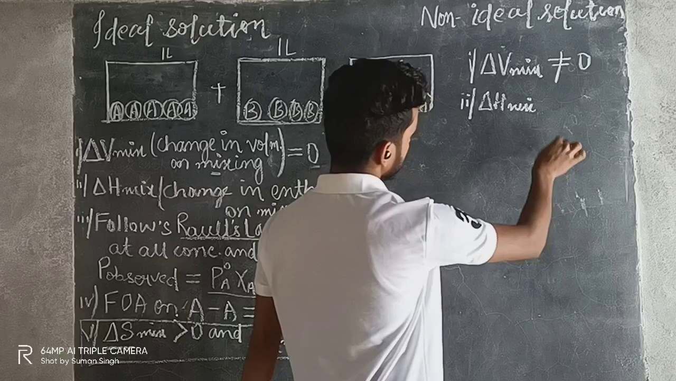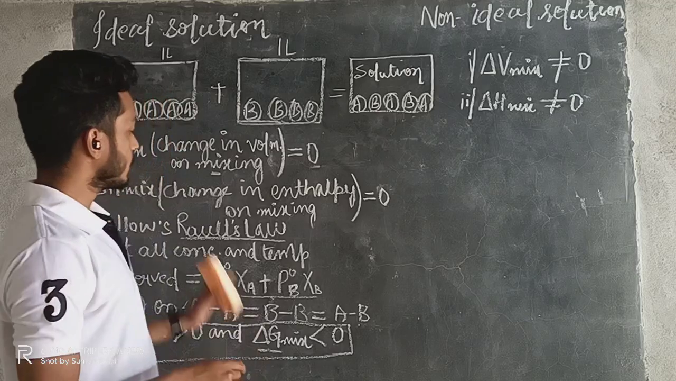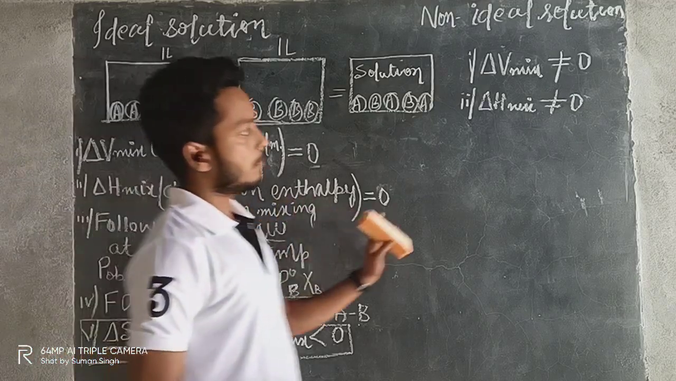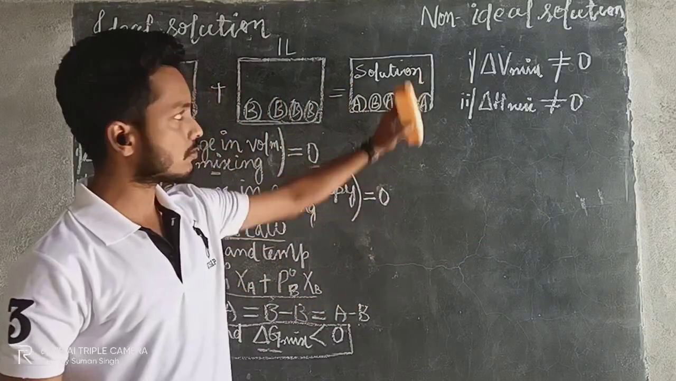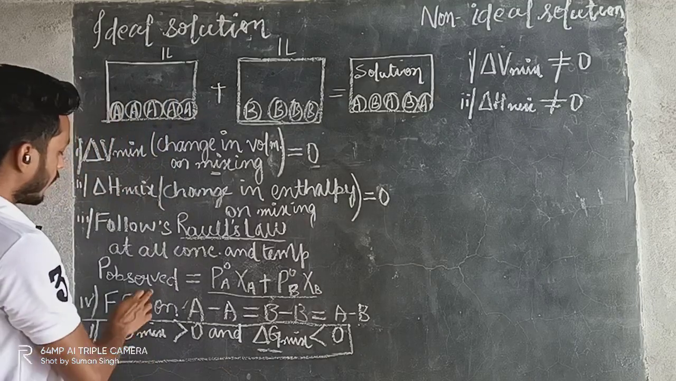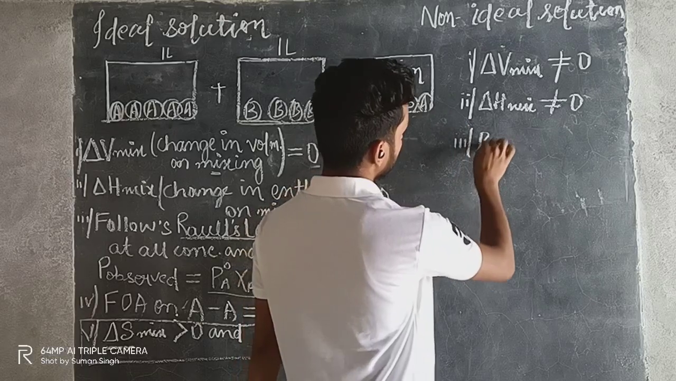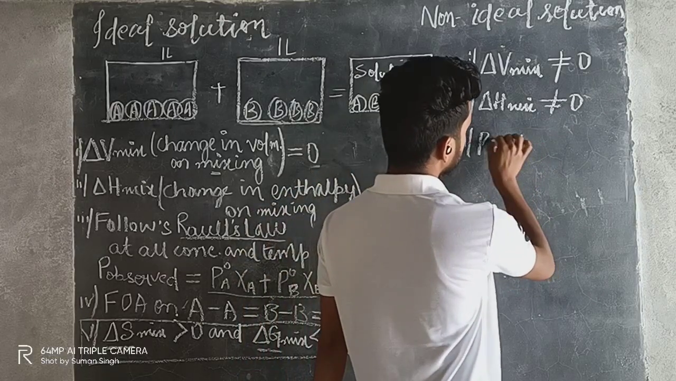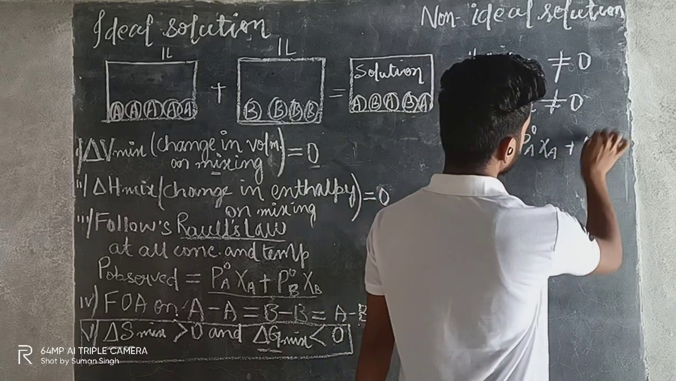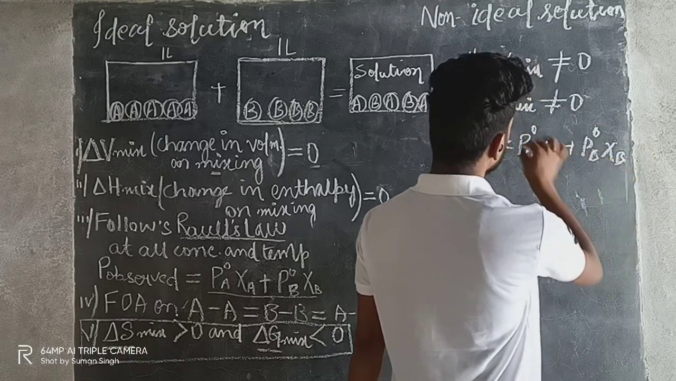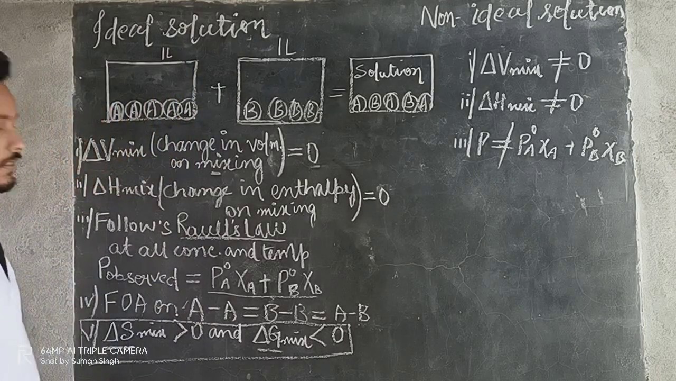Change in enthalpy on mixing will also not be equal to 0, right? If it is not equal to 0, then it is also called a non-ideal solution. After that, Raoult's law: it will not follow Raoult's law at any concentration and temperature.